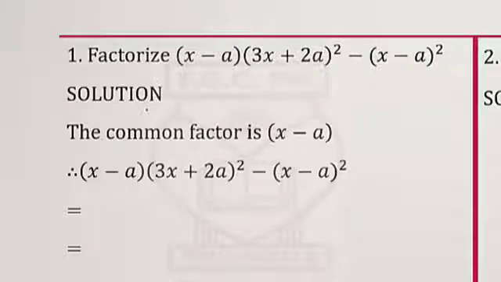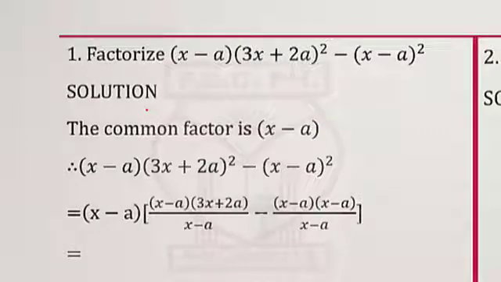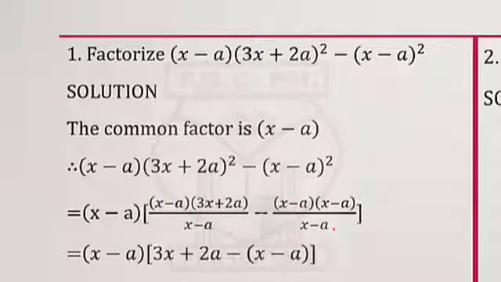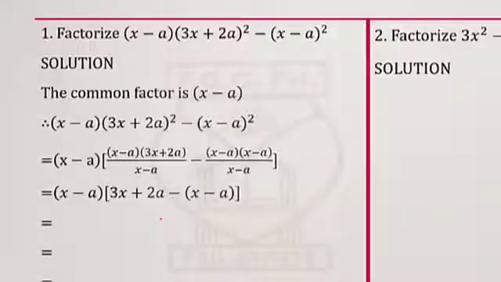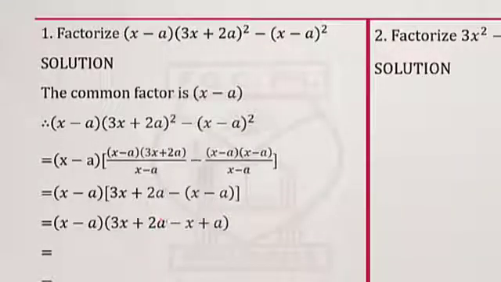Then use this common factor to divide each of the parts. When you use s minus a, which is the common factor, to divide s minus a into bracket 3s plus 2a, you are going to achieve 3s plus 2a. Then when you use s minus a to divide s minus a raised to power 2, you achieve s minus a. Don't forget that your minus will multiply s to get minus s, and minus will multiply minus a to get plus a.